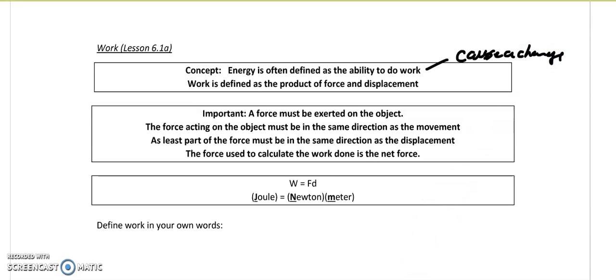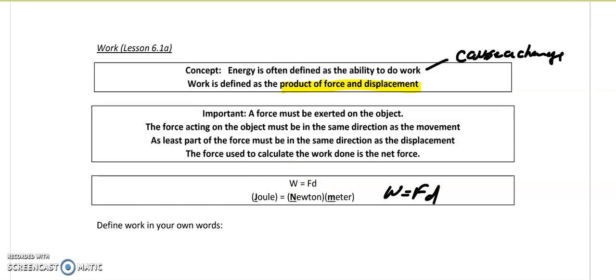Right, which is not a wonderful definition, but it tends to work. But more specifically, it is defined as the product of force and displacement, right? Which essentially means that the formula is just work is equal to F times D, W is equal to FD. And this is on your formula sheet, where work is in joules because it's basically just used energy. Force is in newtons and distance in meters. So a newton meter is a joule.